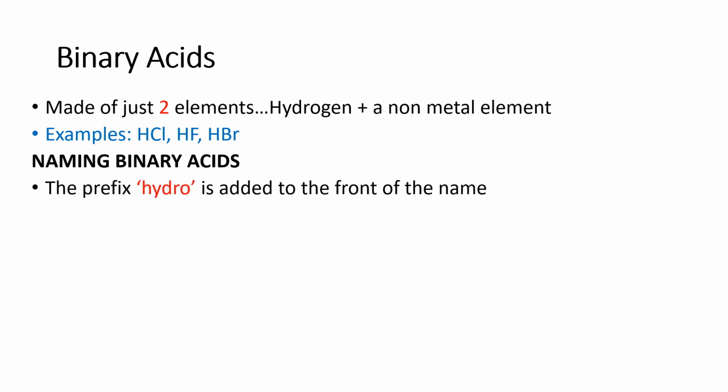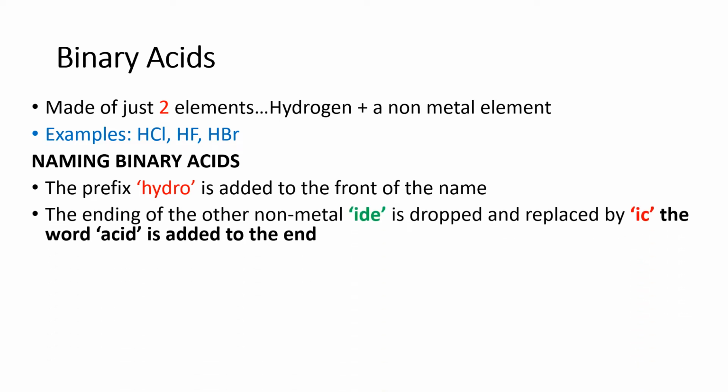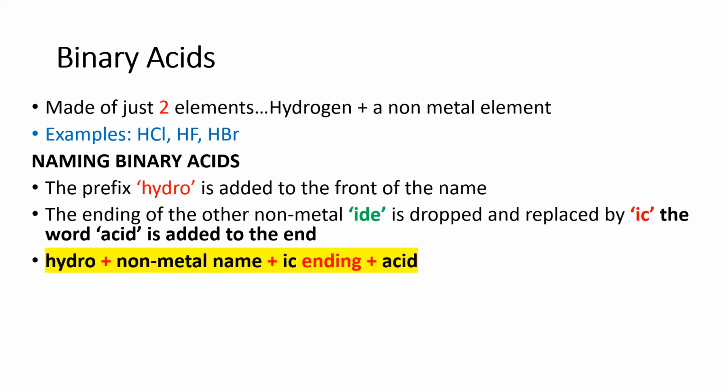So let's name them. The prefix hydro is added to the front of the name, and the ending of the other non-metal, "ide," is dropped and replaced by "ic." The word acid is also added to the end. So we have hydro plus the non-metal name plus the "ic" ending plus acid.